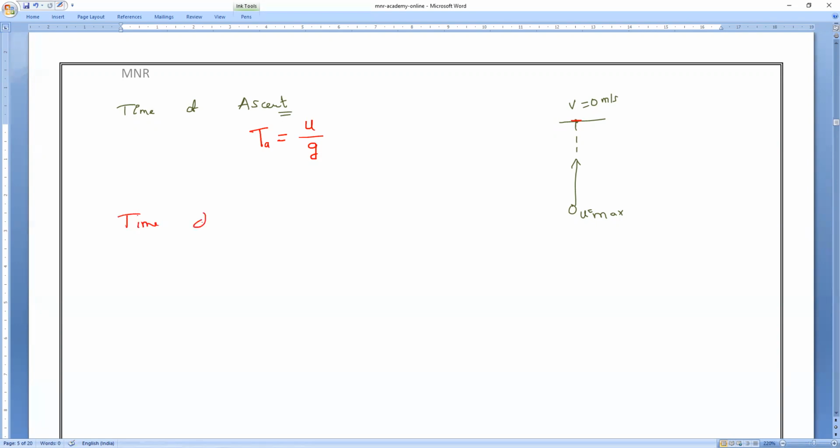In the same way, time of descent. Descent means the ball is coming in the downward direction. So when the ball is coming downwards, the initial velocity is what? Zero. Before touching the ground, the final velocity is maximum. So that is what we call time of descent. What is the formula we got? Time of descent, using the second equation of motion, is equal to root of 2h by g. Am I right? Root of 2h by g.